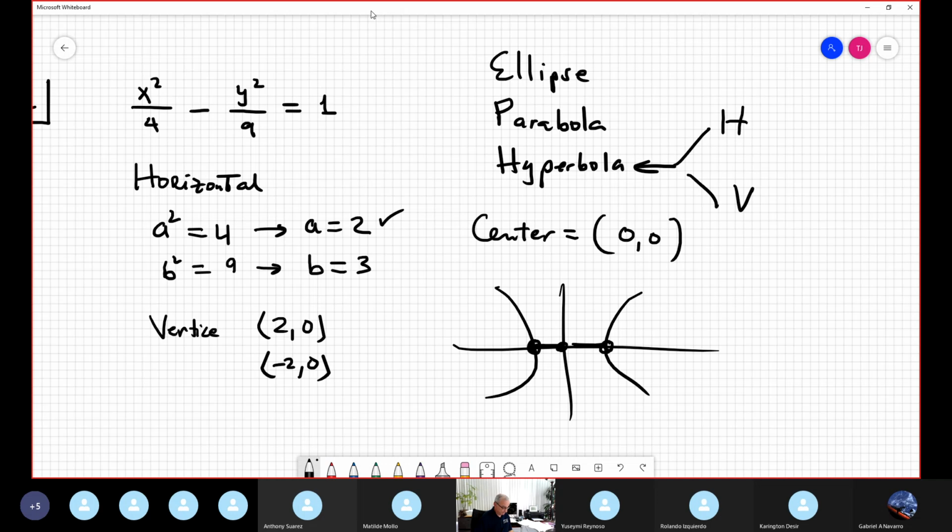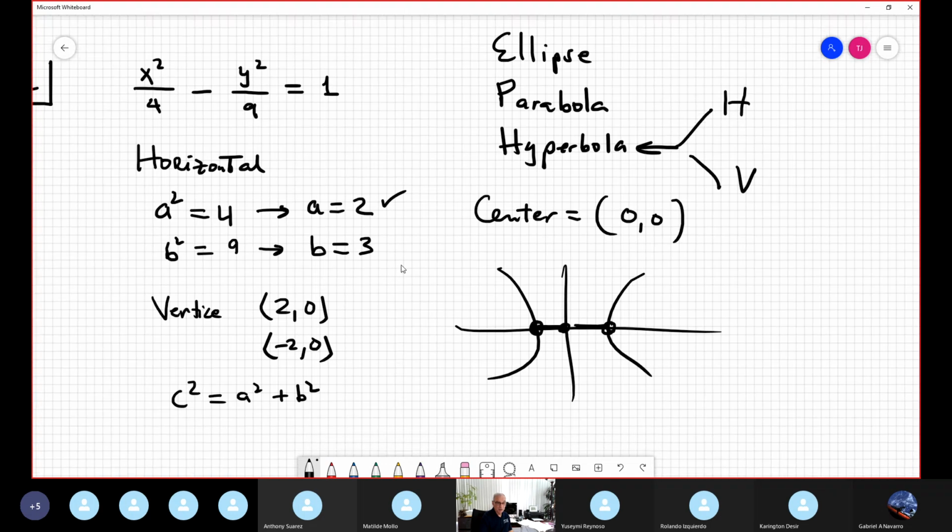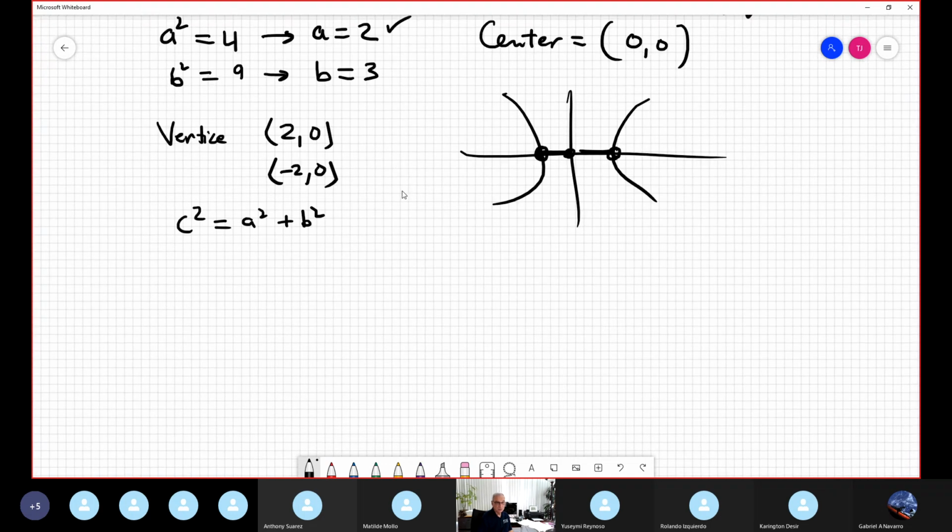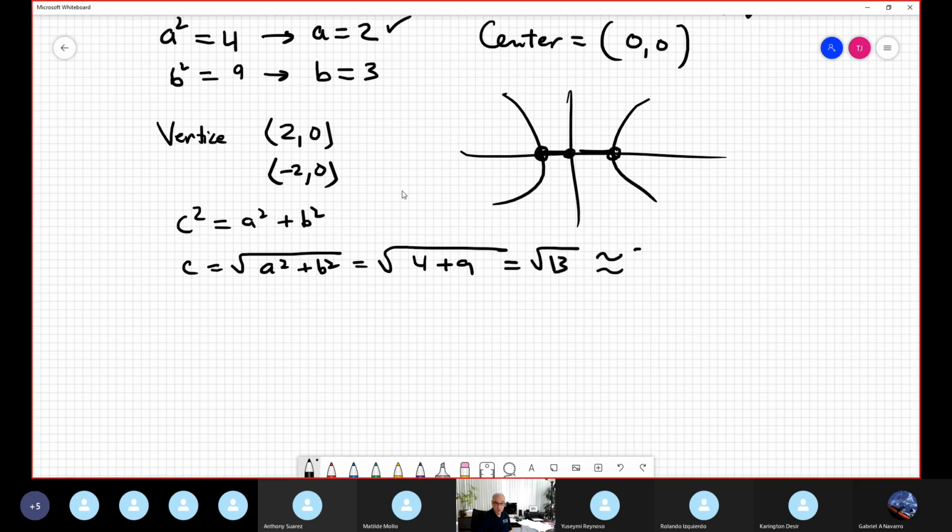In order to find C, the formula is C squared is equal to A squared plus B squared. So, C alone is the square root of A squared plus B squared, no? It is the square root of 4 plus 9. It is the square root of 13. Square root of 13 in decimal approximation is 3.606.